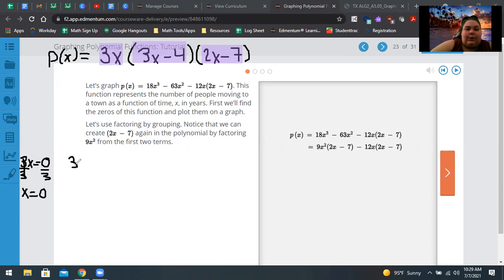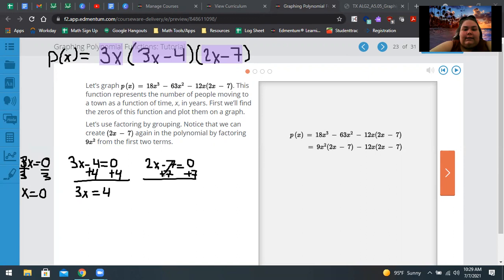We do it for the next one. 3x minus 4 is equal to 0. Again, you're isolating the x. So we'll get rid of the minus 4 first by adding 4 to both sides. And we'll have 3x equal to 4. Then we have 2x minus 7 is equal to 0. Add 7 to both sides. And this is 2x equals 7.